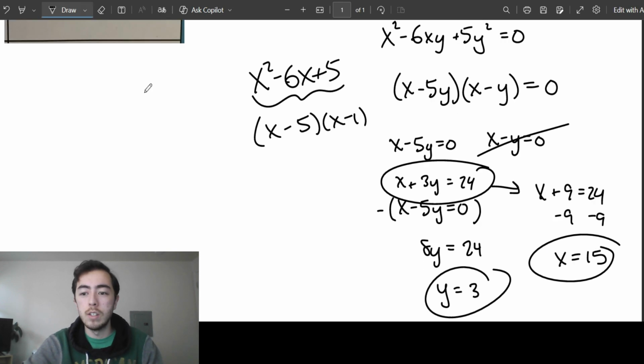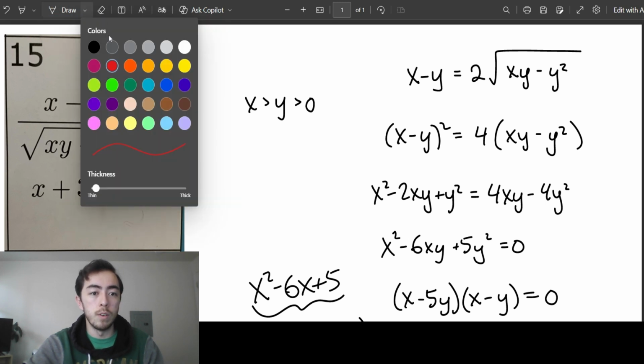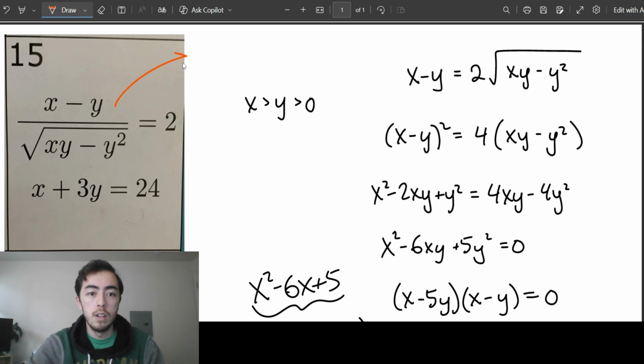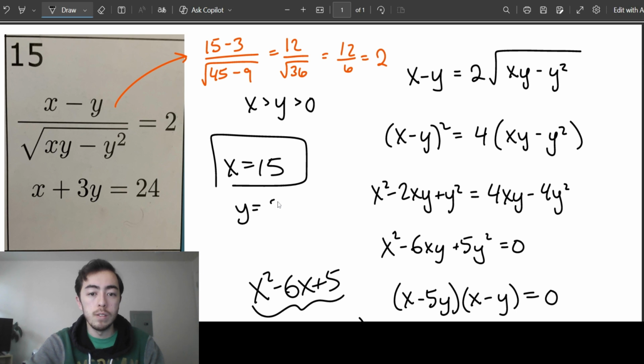Just for added confidence, I do want to plug in the 15 and the 3 into our first equation, just to see what happens. So we do get 15 minus 3 on top. That's going to be equal to 12. And then we get 15 times 3, that's 45, minus 3 squared, so minus 9. This is the square root of now 36. That is the number 6. And then indeed, 12 divided by 6 is 2. So these two numbers, 15 and 3, do satisfy both equations. And we're done. And 15 is today's date, so it all worked out.